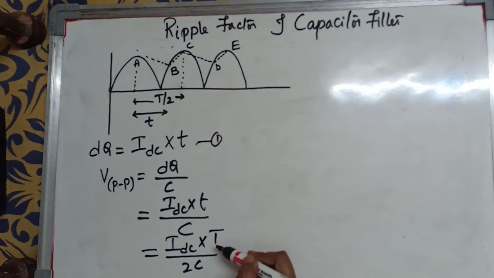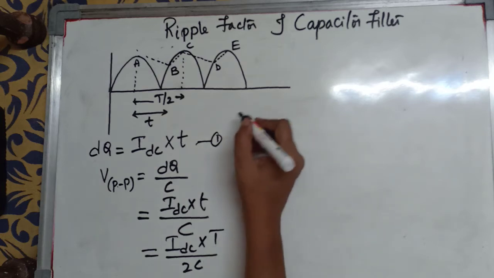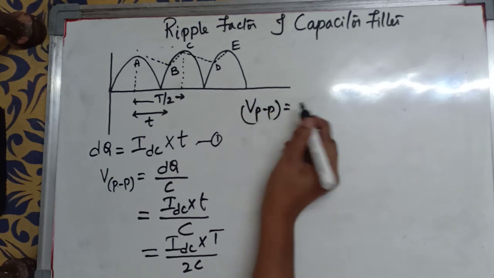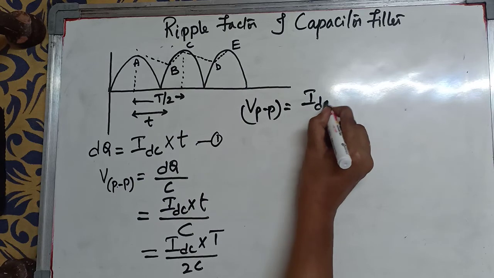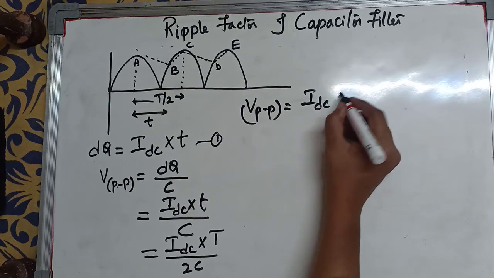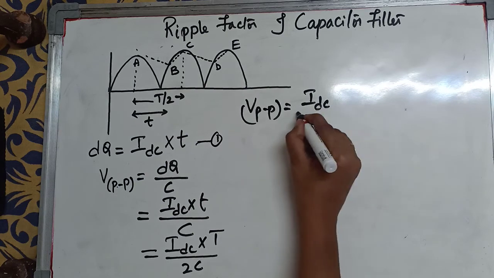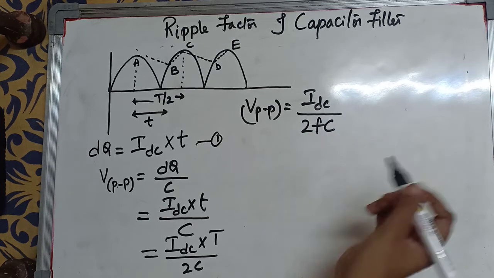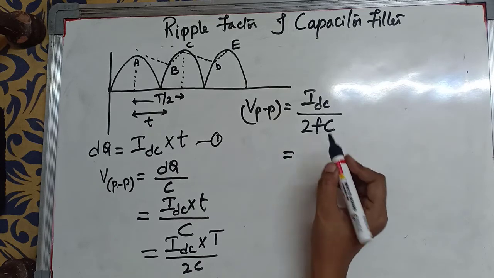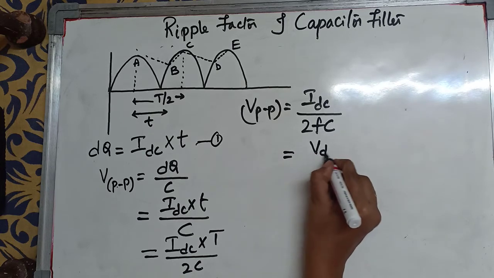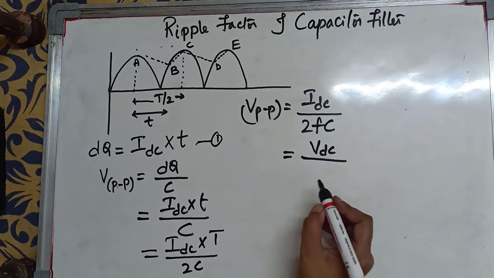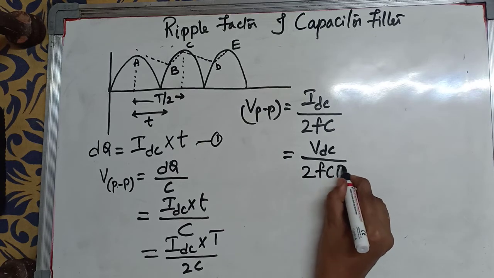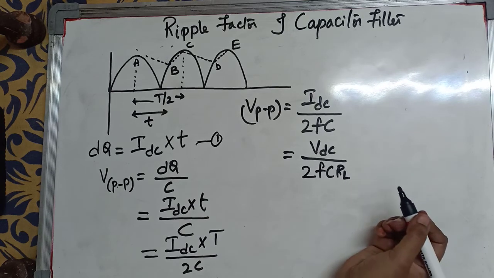and the time period T can be written as 1 by frequency. So therefore I will get this equation for peak to peak as IDC into T, where T is 1 by F. So therefore I can write it as IDC by 2FC, and the current IDC I can write it as VDC by RL. So this equation I can write it as VDC by 2FC into RL, where RL is the load resistance.